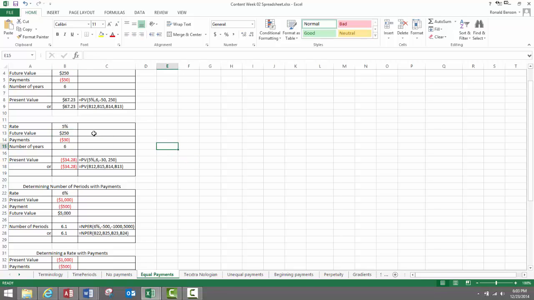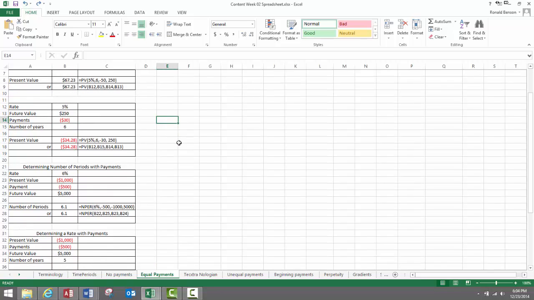And you could play around with that $30, try minus 35 and so forth. If you want to get it down to 0, that gets down to $8.90. Note this one changed because I used cell addresses. This one didn't because I put in the numbers. So let's change that back, and we'll find a payment in just a second.